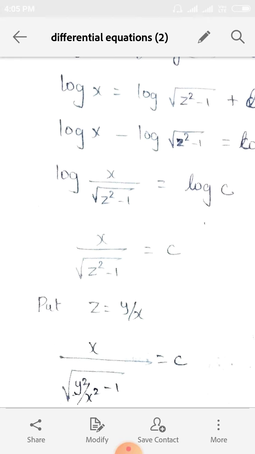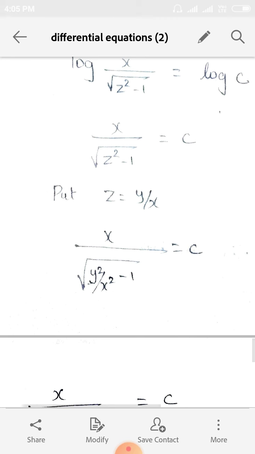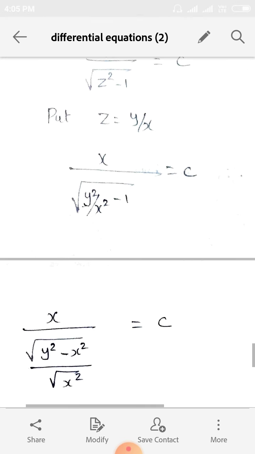Next step, cancelling log on both sides. So we get simply x by root z square minus 1 is equal to c. After cancelling the logarithmic term, we get x divided by root z square minus 1 is equal to c. Okay, next step, we have to put z is equal to y by x. So x divided by root y square by x square minus 1 is equal to c.